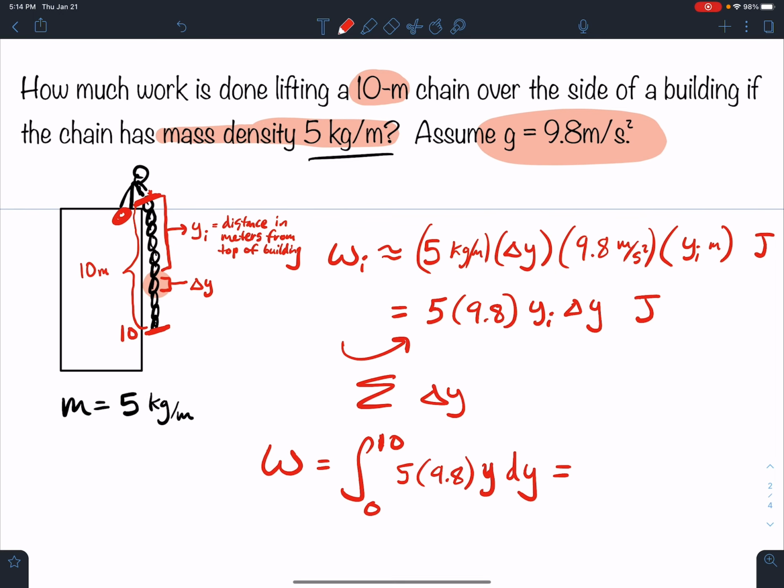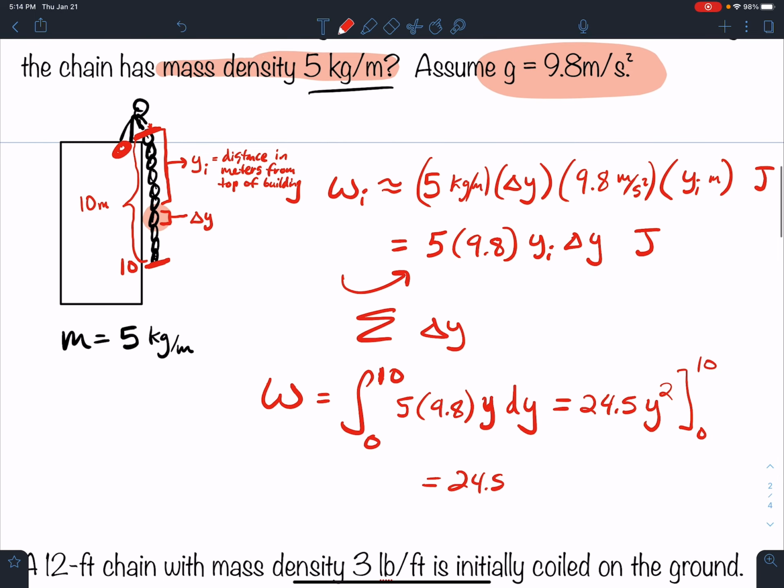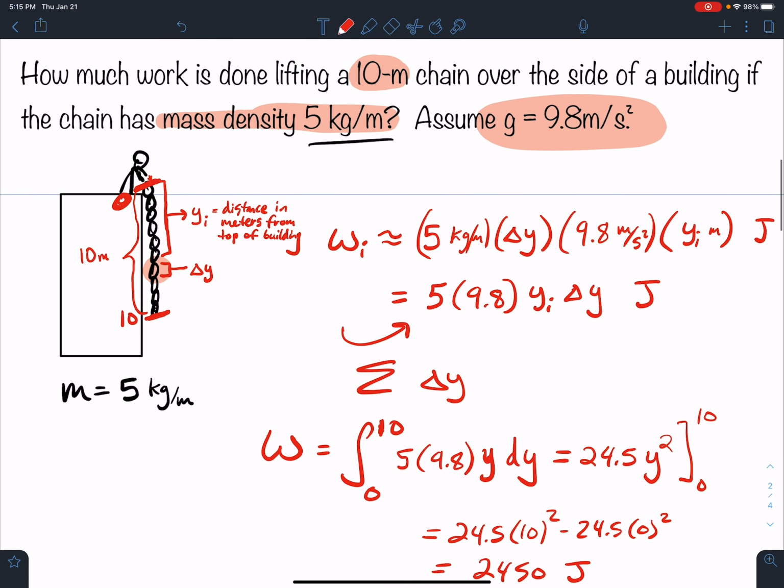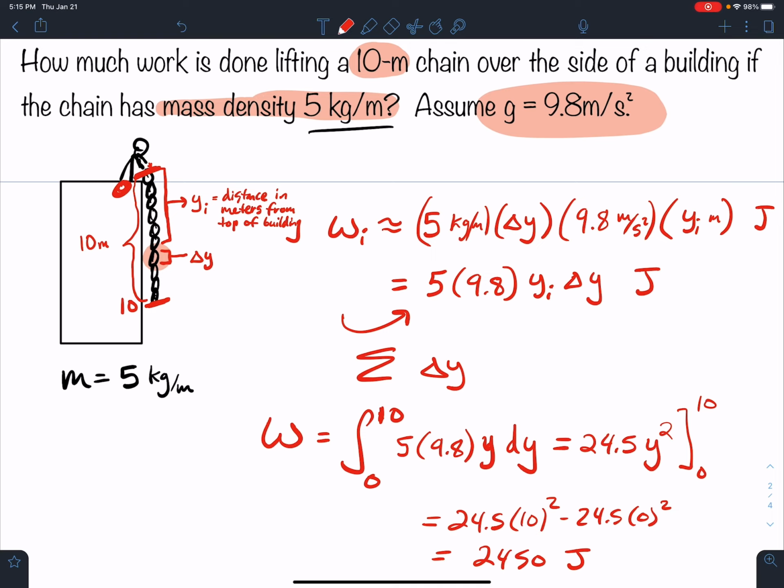When I integrate this, I get 24.5 y squared from 0 to 10, which is equal to 24.5 times 10 squared minus 24.5 times 0 squared, which gets me 2450 joules. So 2450 joules of work is required to lift the 10-meter chain over the side of the building, lift it up there.